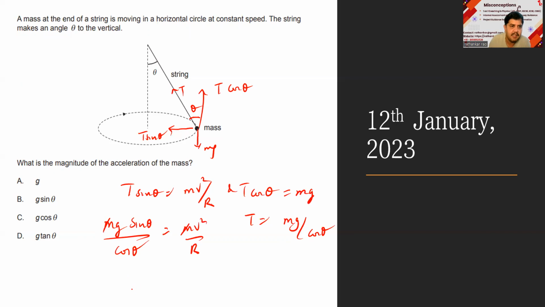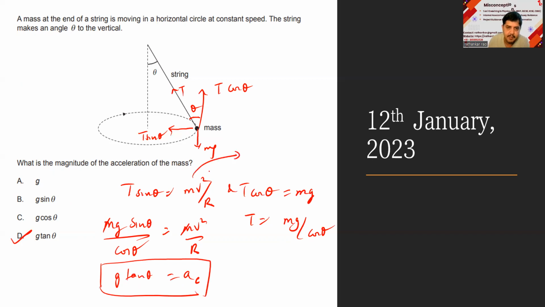Now what is it you need? You need the acceleration of the mass. v square by r is nothing but acceleration, right? The centripetal acceleration should now be equal to g into tan theta. Thus, acceleration is g tan theta. So this is the right answer. Hope you understand this. See this equation, I think many of you would have got confused. This mv square by r can also be written as m times a_c, where a_c is the centripetal acceleration. Net force is m times a, right? Newton's second law. So you can write it like this also.